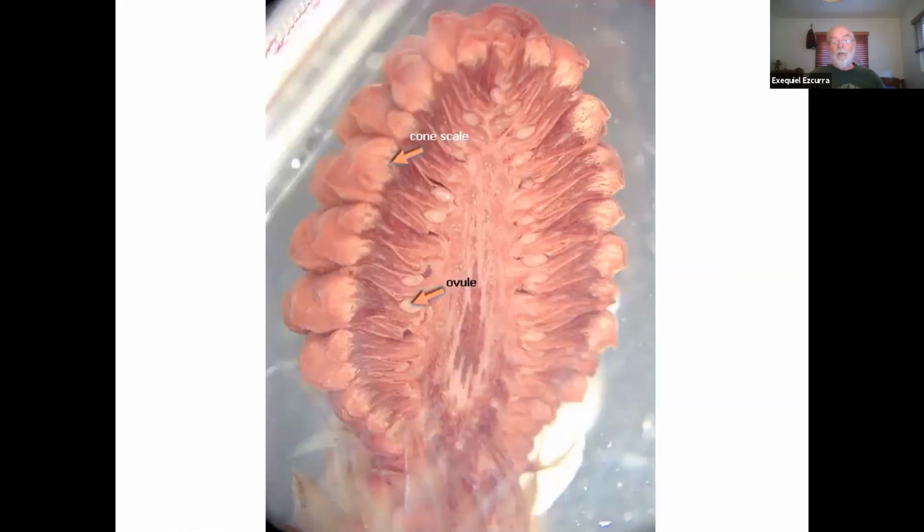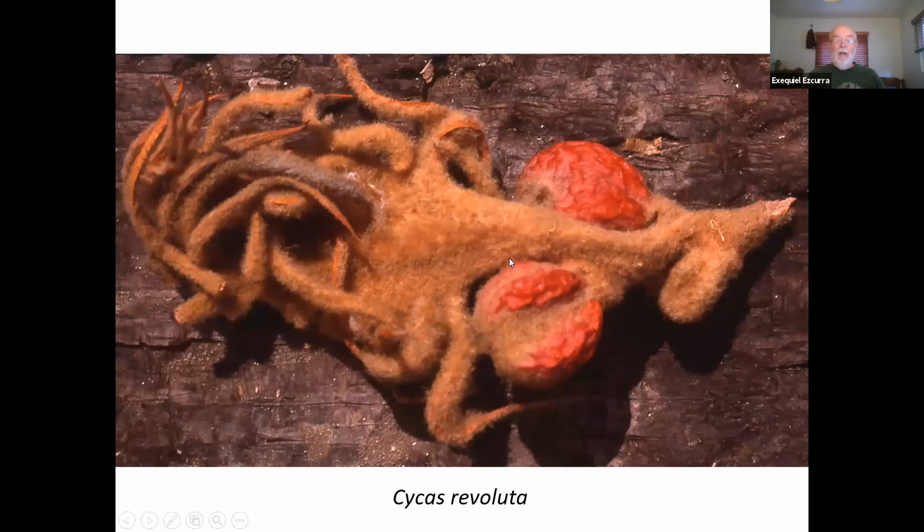Another illustration of the same thing. Here you have a cone scale, or a series of cone scales around a central axis, in this case a woody axis, and you can see the ovules sitting in the cone scales before fertilization. This is not always so simple.